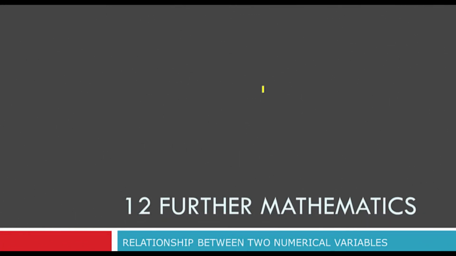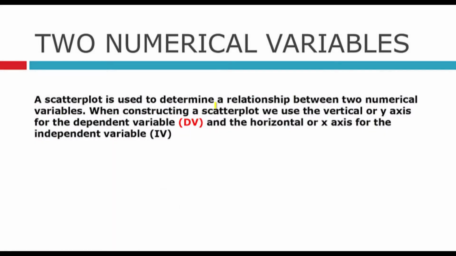Okay, we're talking about the relationship between two numerical variables. We can use a scatter plot to determine the relationship between two numerical variables. When we construct a scatter plot, we use the vertical or y-axis for the dependent variable, which we can label as DV, and the horizontal or x-axis for the independent variable, which we can label as IV.